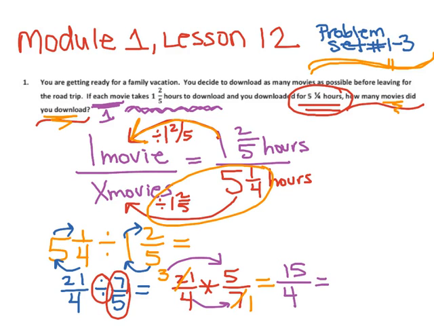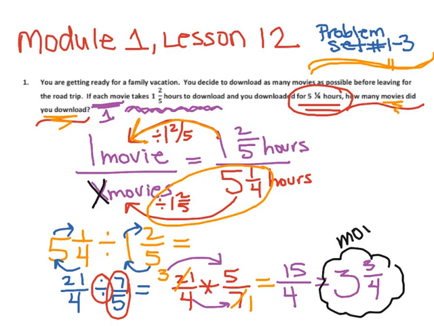Simplify. 4 fits into 15 3 times. What's left over? 12, 13, 14, 15. The remainder is 3 over the original denominator 4. What were we solving for? Let's see here. 3 3/4. Let's go back and find the X or the variable in your proportion. Movies. You can download 3 3/4 of a movie in that 5 1/4 of an hour.